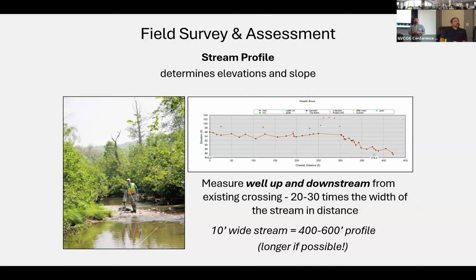So I mentioned the stream profile as being really important, and the approach here is to measure well upstream and downstream, usually 20 to 30 times the width. So it's synchronized to the width of your channel. If you've got a 10-foot wide stream, you're talking 400 to 600 feet. And that's long, and longer is even better.